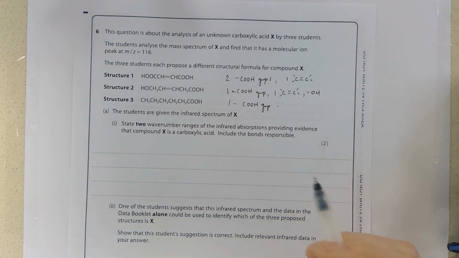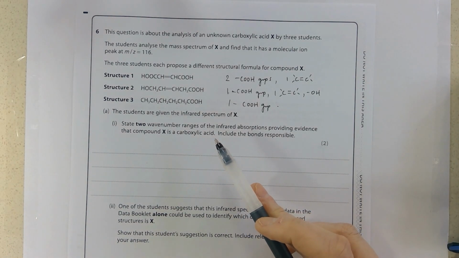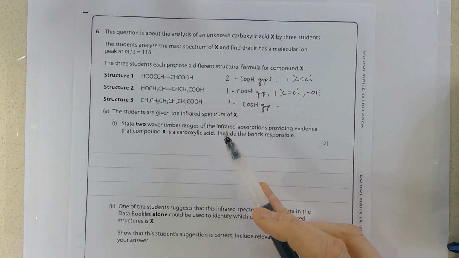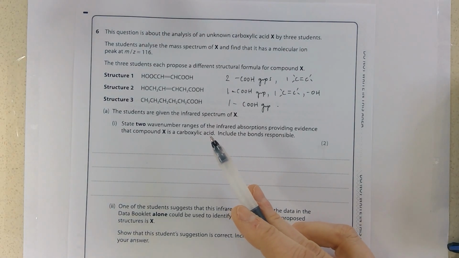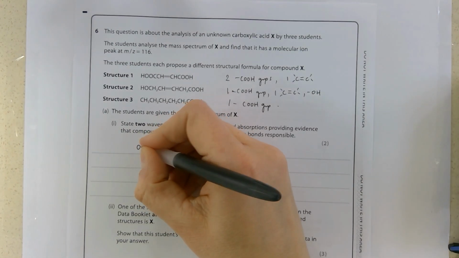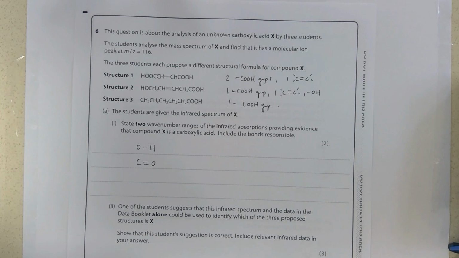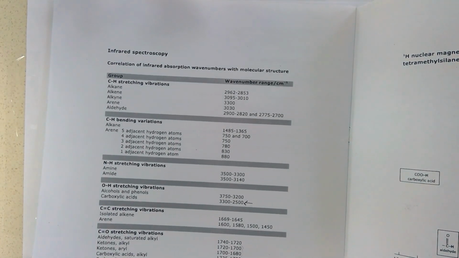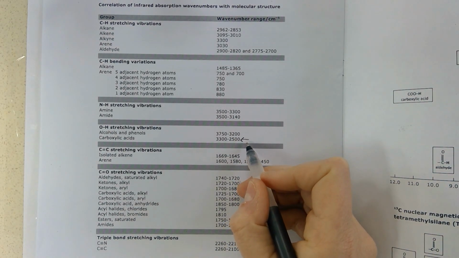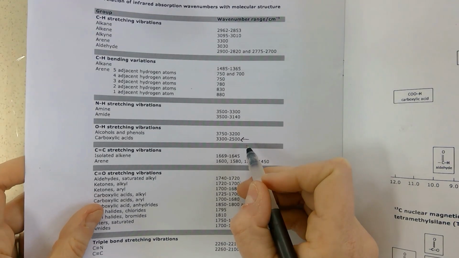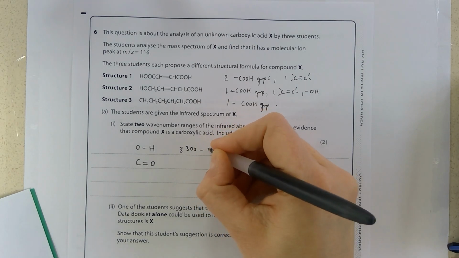Okay, and we're asked to look at the IR spectra. Sorry, we're given an IR spectrum and we're asked to predict which wave number ranges it would contain. So any carboxylic acid group is going to contain that C double bond O and the OH. So let's write them down before we even start and then find them in the data book. So here's the data book. We are looking for, here we go. Okay, so the carboxylic acid OH stretch is 3,300 to 2,500. So we'll write that in straight away, 3,300 to 2,500.